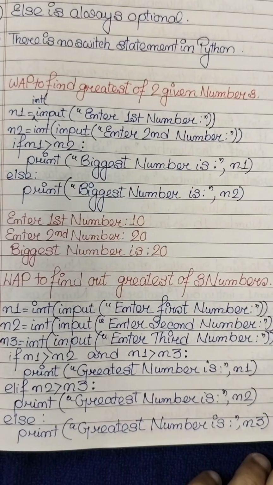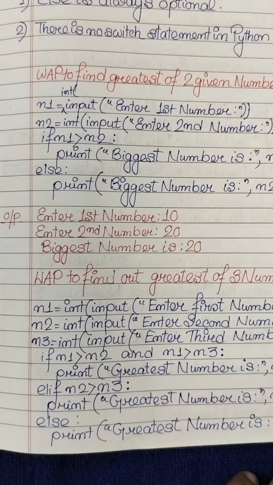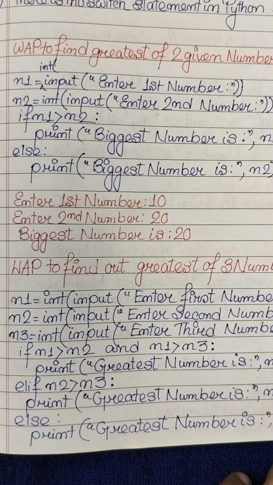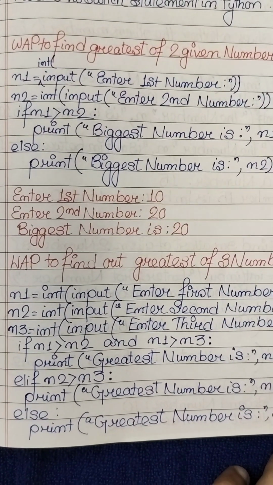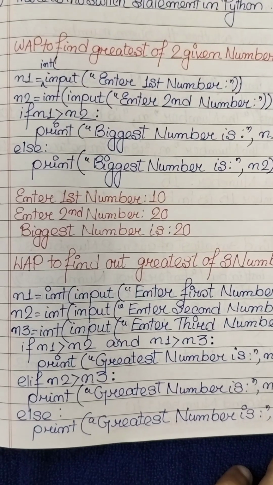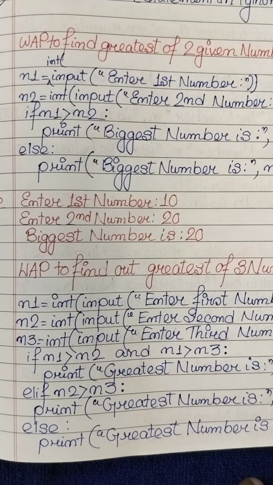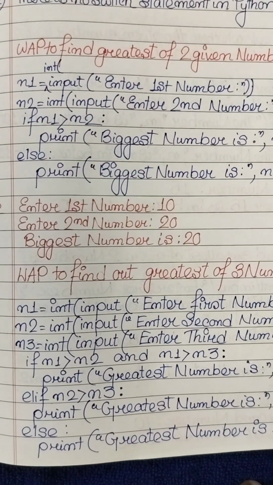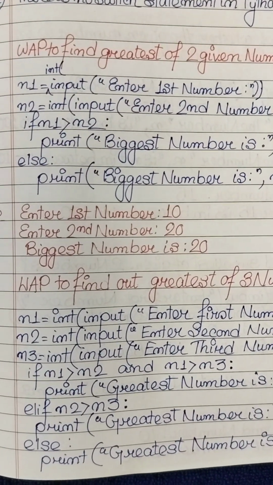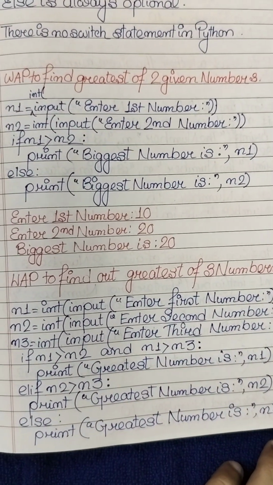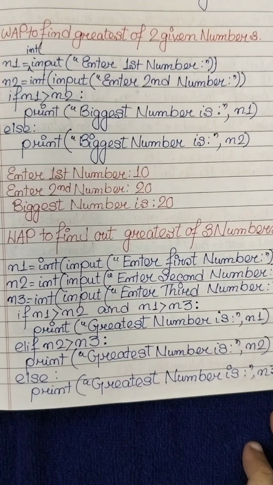So what will be the output of the first program? Enter first number is 10 and enter second number is 20. So the biggest number is 20, because we have stored 10 in n1 and 20 in n2. So 20 is greater than 10, and the else part will be executed in this case. So this is the first program.